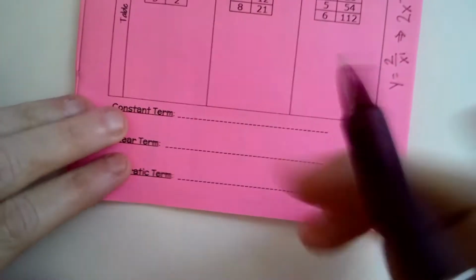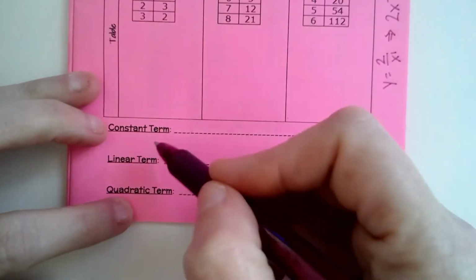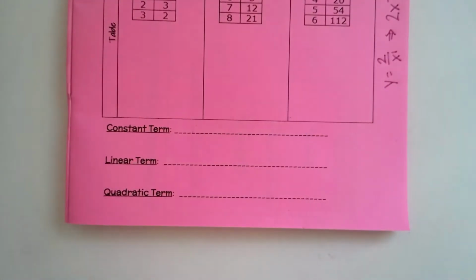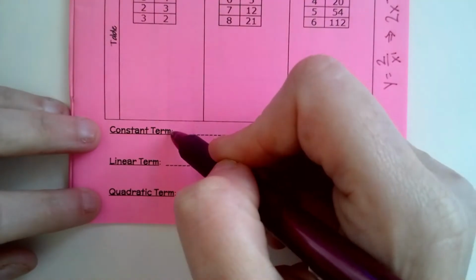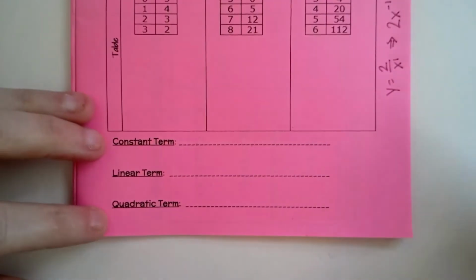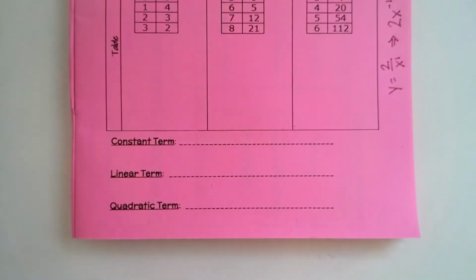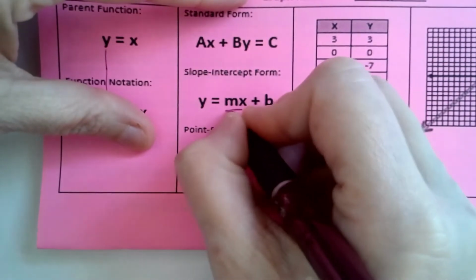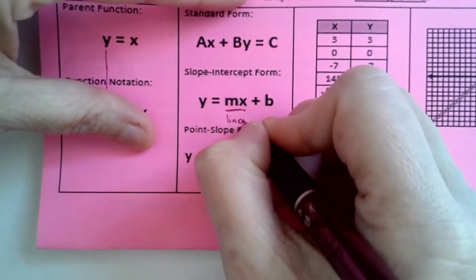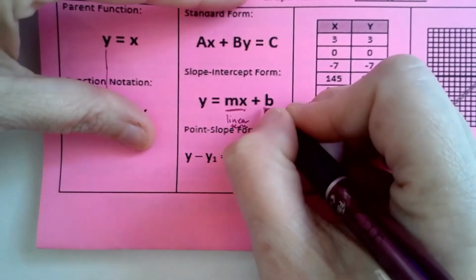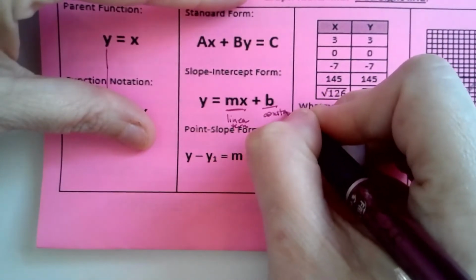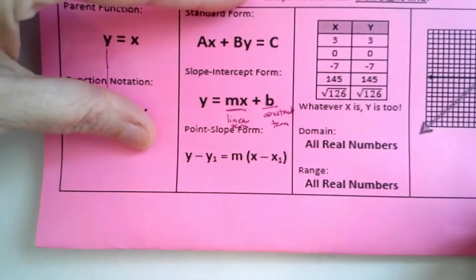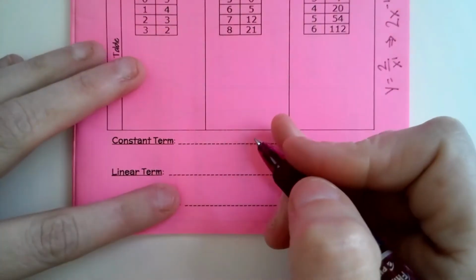Let's pause for a second now that we've talked about this, and I want to talk about some vocabulary. So we have 3 terms that I'm going to start using. I need you to know what they mean. We have constant term, linear term, and quadratic term. So we have looked at constant and linear terms. Okay, when we looked at our slope-intercept form here, this is a linear term, and this is a constant term.